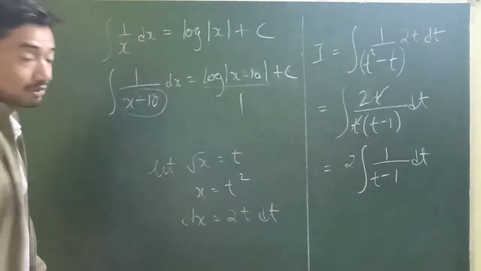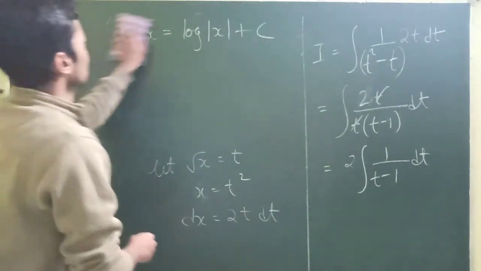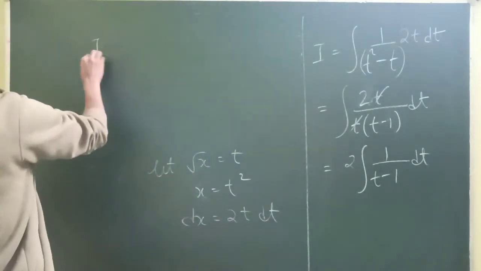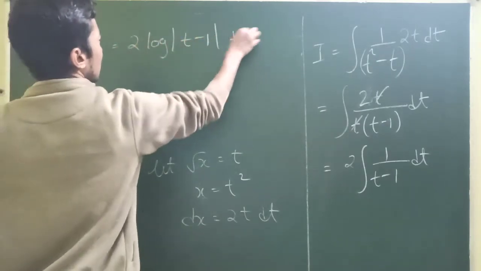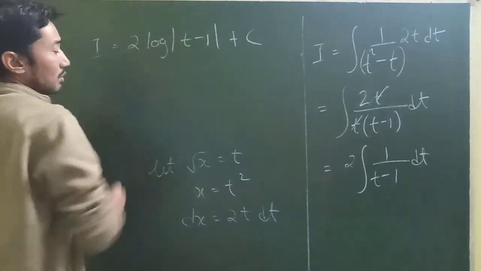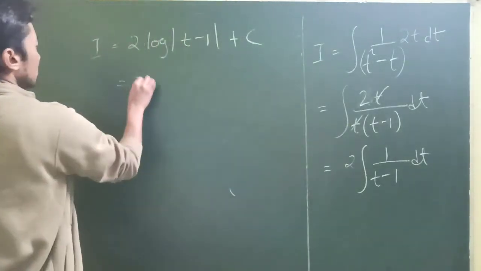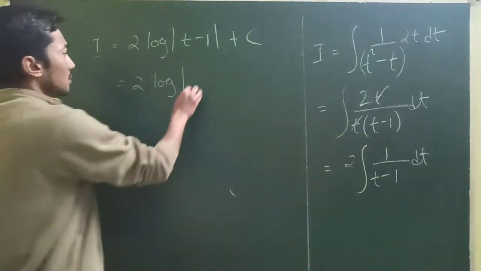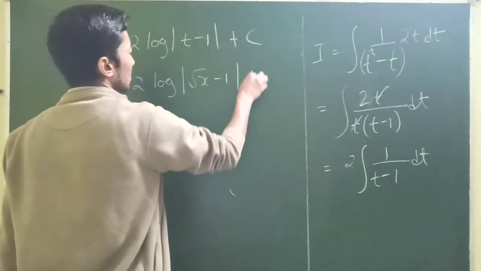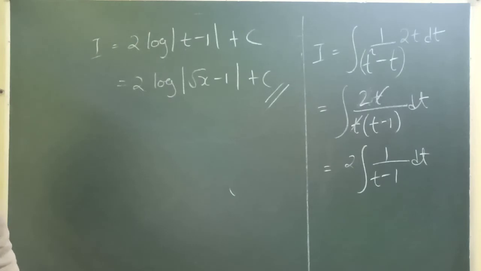So that same concept if we apply there, then that will be I equal to twice of log t minus 1 plus c, because coefficient of t is 1, so not a big problem there. So twice of log t, what was the value of t? Root over of x. Root over of x minus 1 plus c. I think that will be fine. Twice of log root over of x minus 1 plus c.